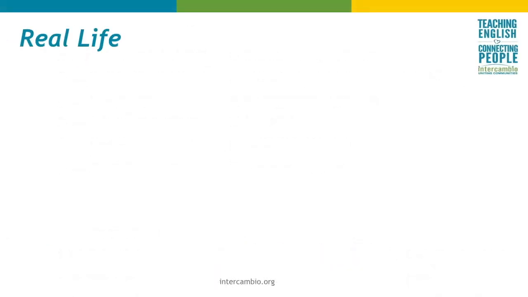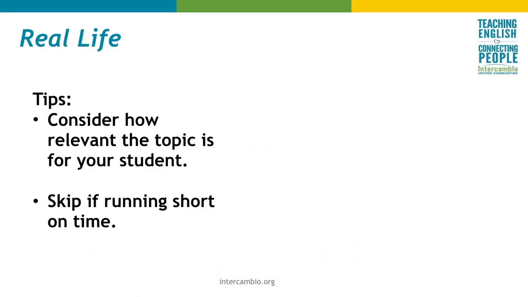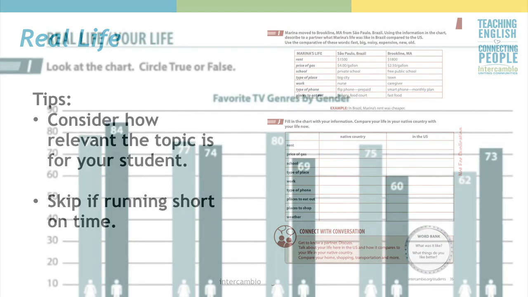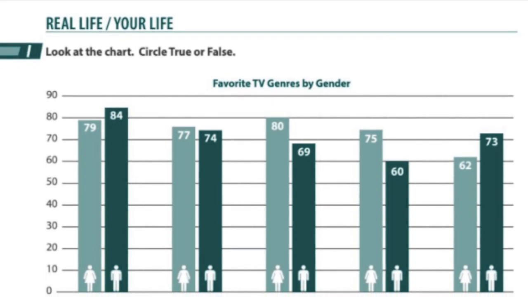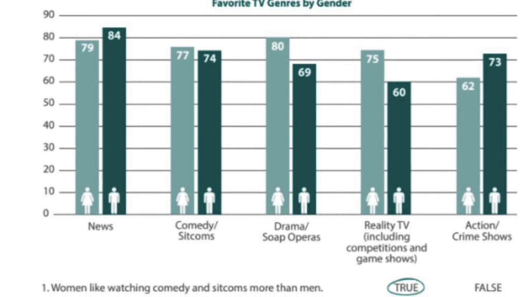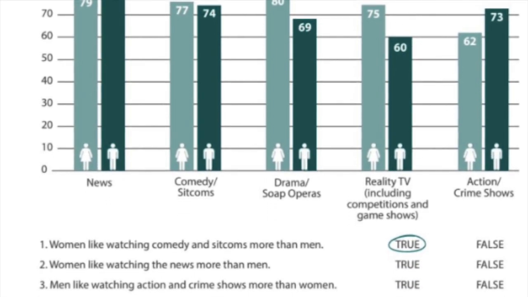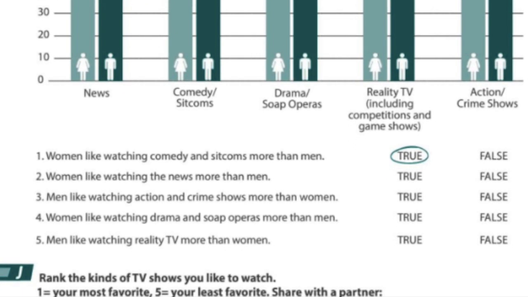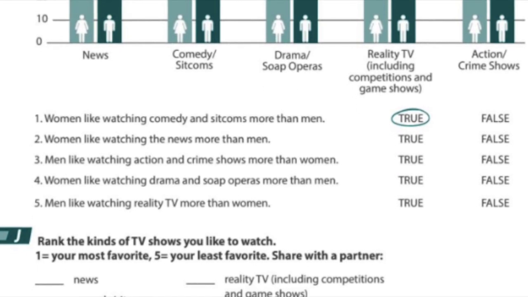In the first page of the Real Life or Your Life section, you have some more flexibility. Consider how you might want to adapt these activities. If you're running short on time, you may decide to skip all or part of this page. The Real Life page usually has reading activities. Many of these give students a chance to develop critical thinking skills. You'll discover that some of the activities on this page can be assigned for homework instead.